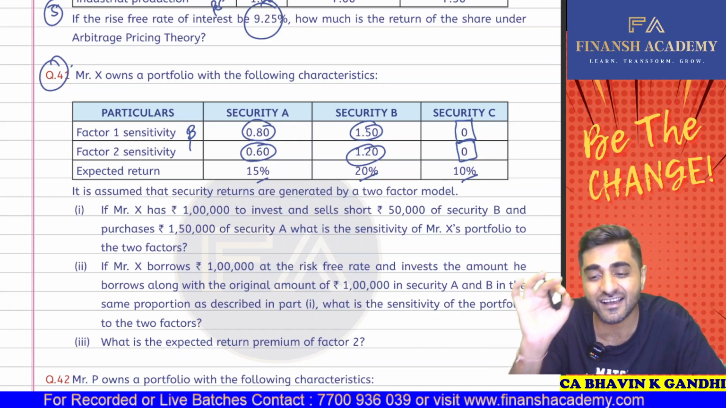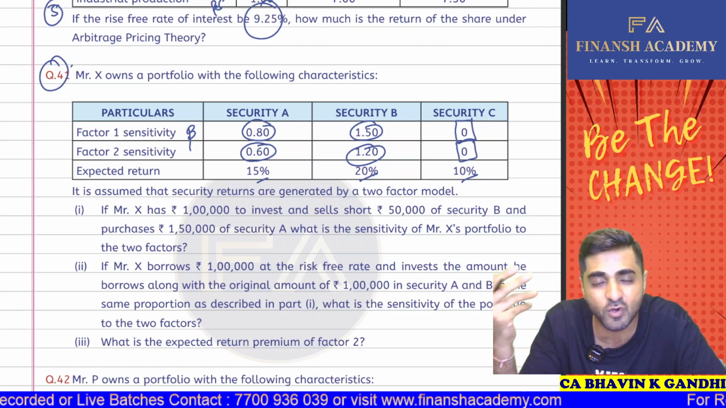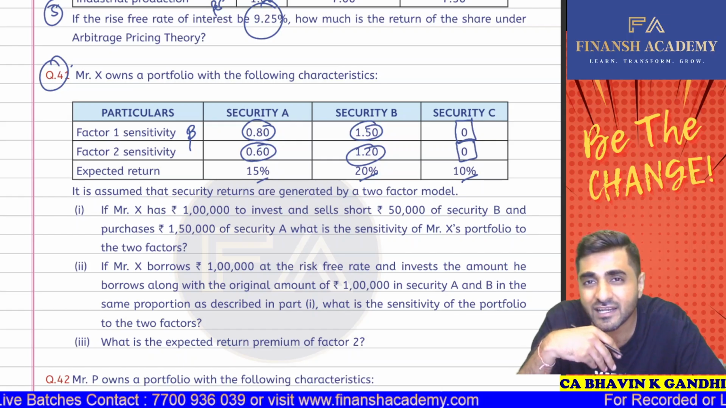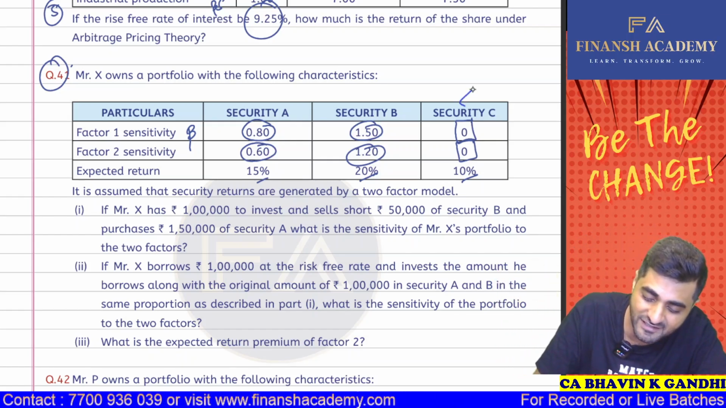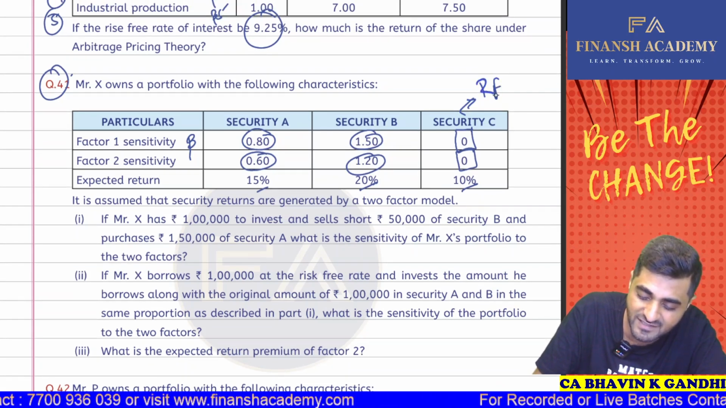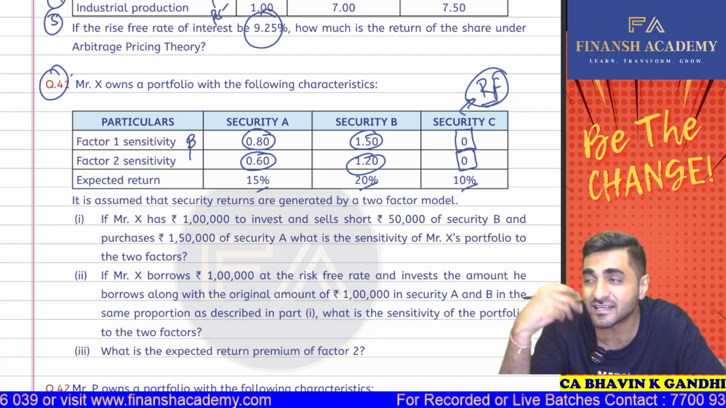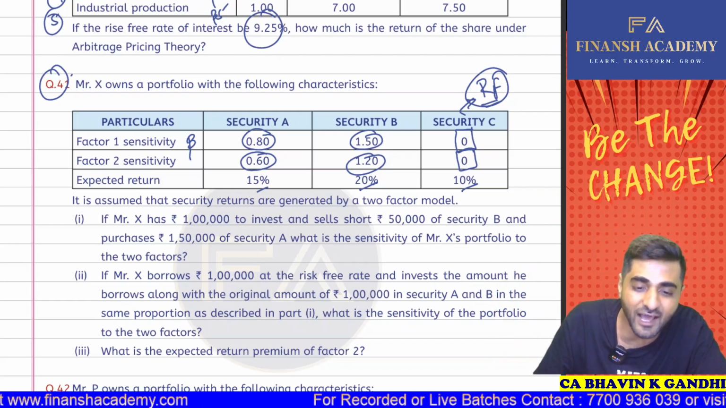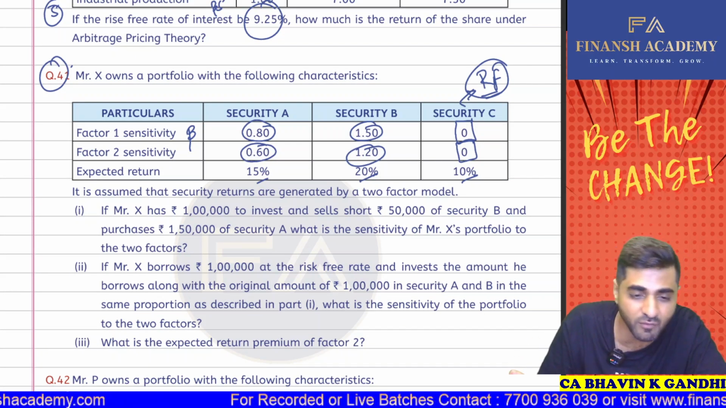So security C is having no sensitivity to whatever changes in the factor 1 and factor 2. Okay, so it is completely unaffected by the same. It's insensitive. So can I say that this security C is nothing but the risk-free security, right? 10% is actually the risk-free security because it is insensitive to the factor 1 and factor 2 sensitivities. Okay. Now, it is assumed that the securities returns are generated by a two-factor model.